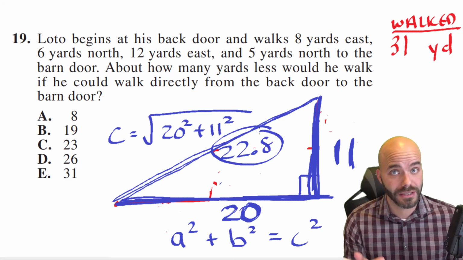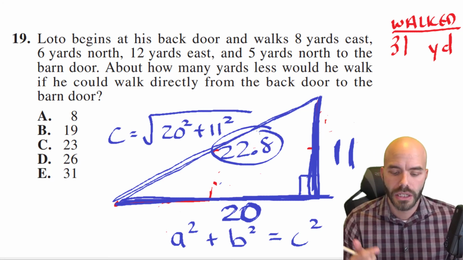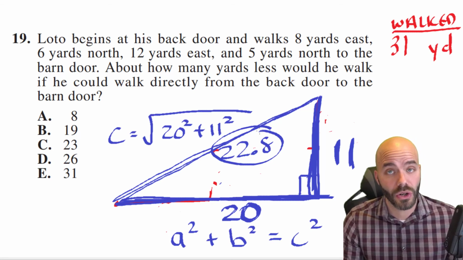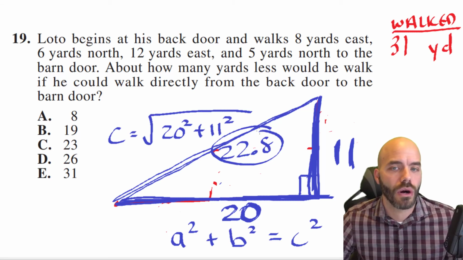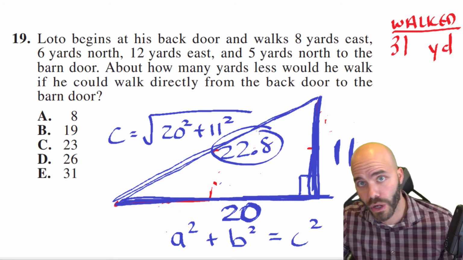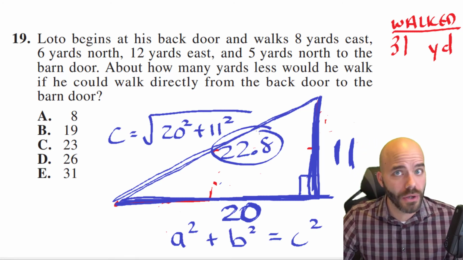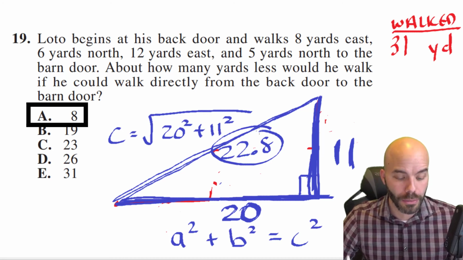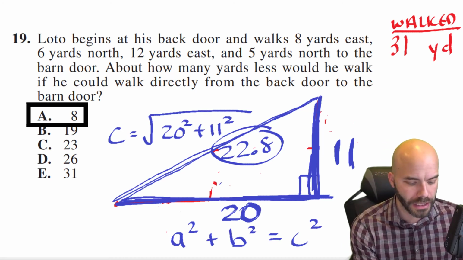Now notice C is answer 23. Look at what the question said. The question says about how many yards less would he have walked if he had just gone directly. He did walk 31 yards. He could have only walked about 22 to 23 yards. So the best answer here would be 8.